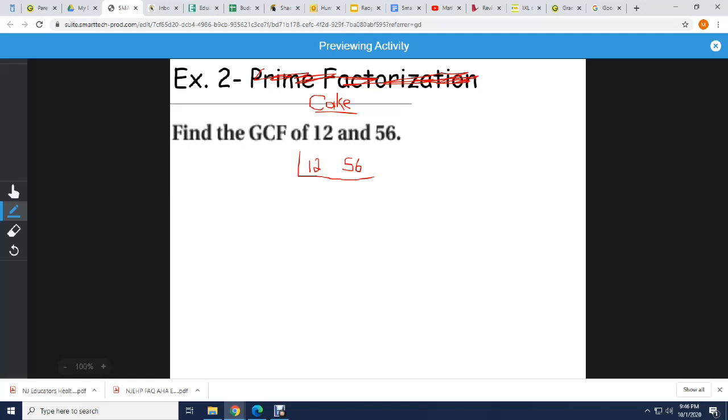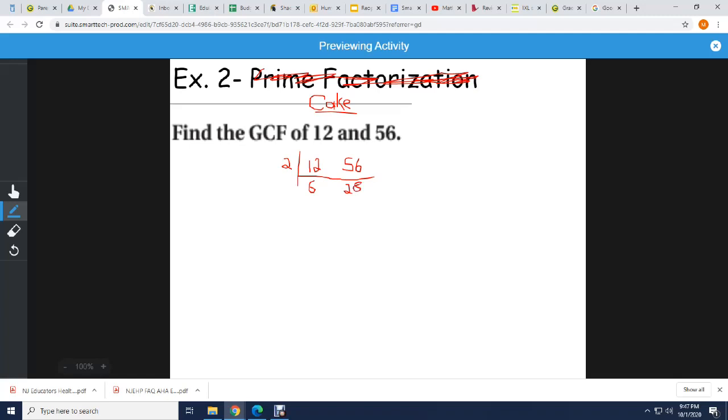Now, when I do the cake method, what I am aiming to do is find and take out a number that is divisible into both numbers. So 12 and 56 are both divisible by 2. So I'm going to write that on the outside here. 12 divided by 2 is 6. 56 divided by 2 is 28.